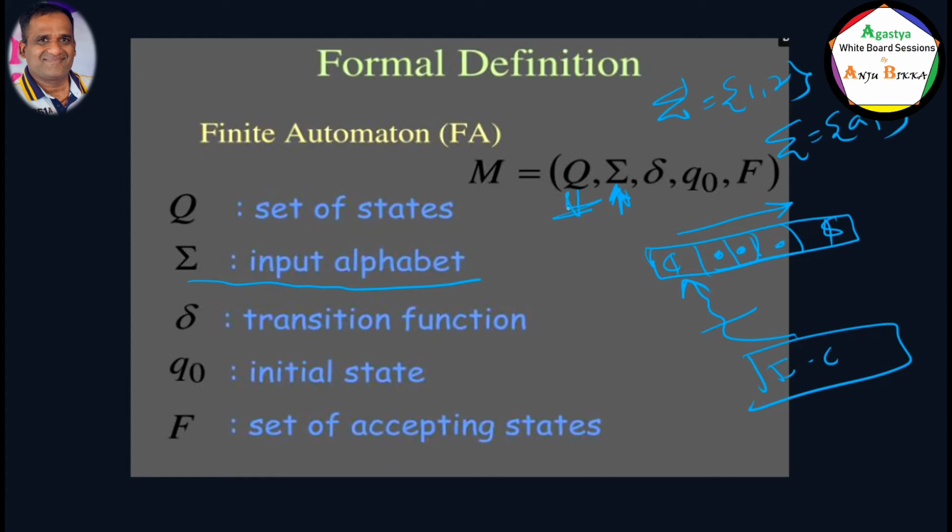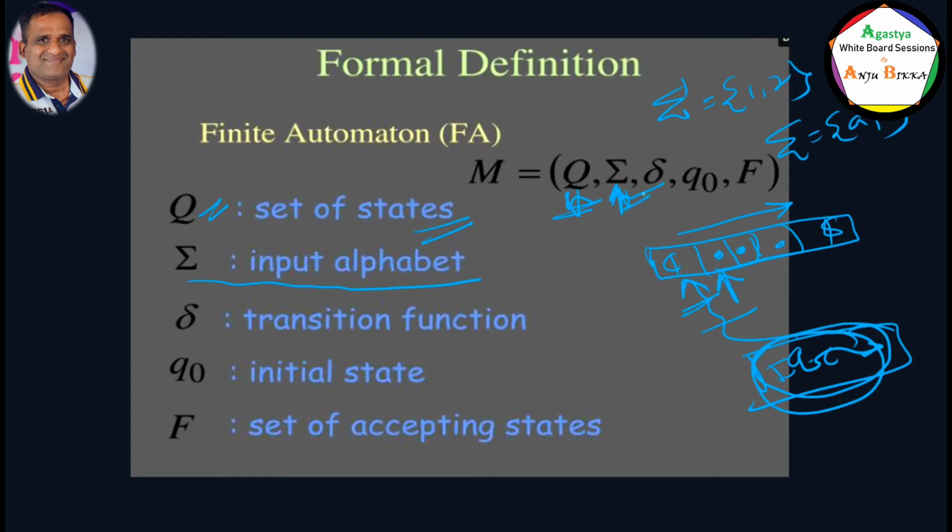And what is Q? Q is the set of states. So the finite control has a limited memory in terms of the states. After reading the input, the finite control moves from one state to another state. All these limited, finite number of states are represented by the letter Q.